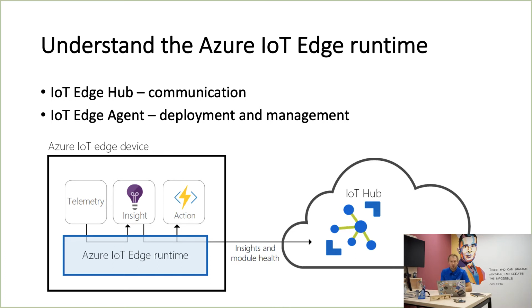The IoT Edge runtime consists of two components, as you see in my presentation. The first one is IoT Edge Hub. This service is responsible for communication, while the IoT Edge agent deploys and monitors your modules. Most of these services are also modules, and they are two system modules that you need to use before running your specific modules.